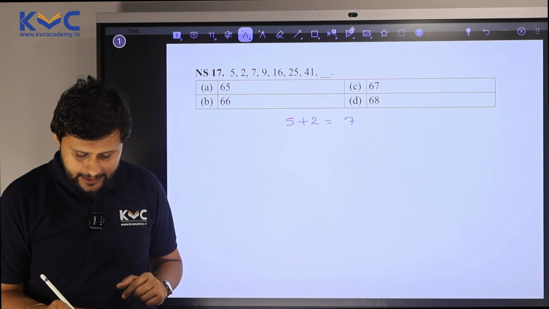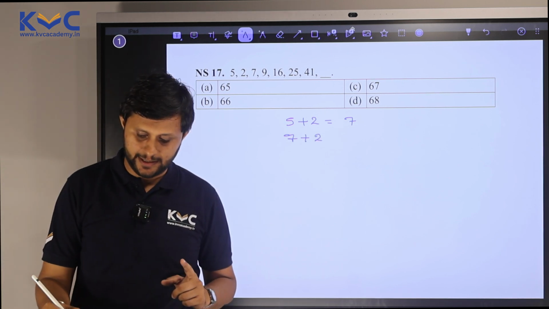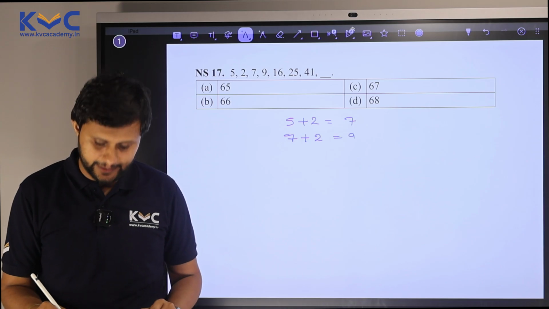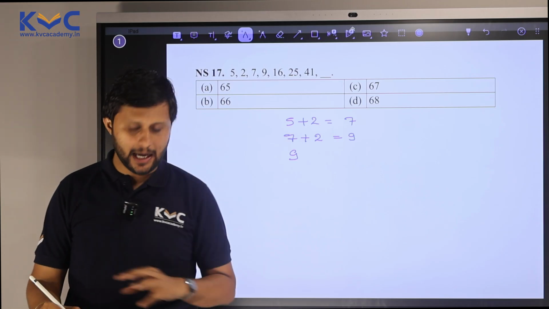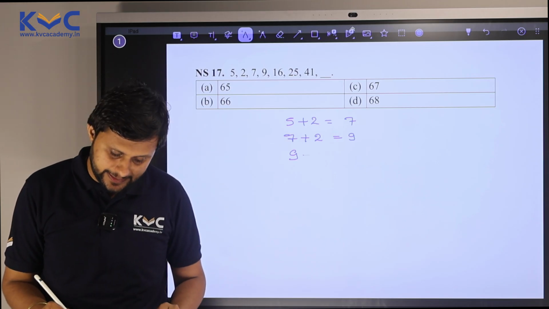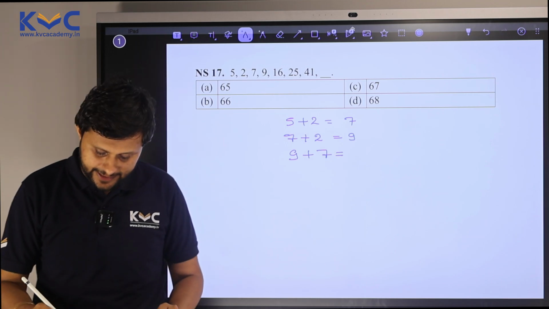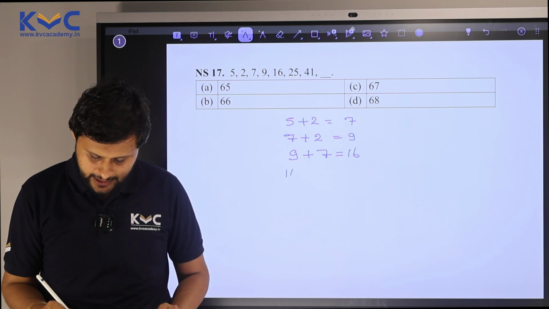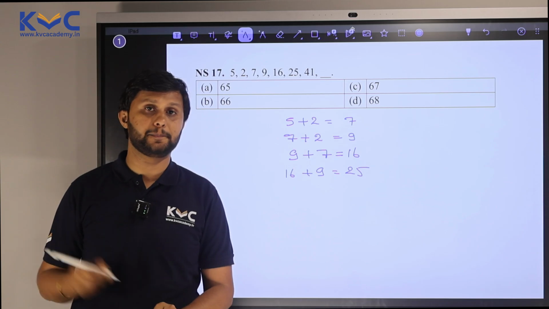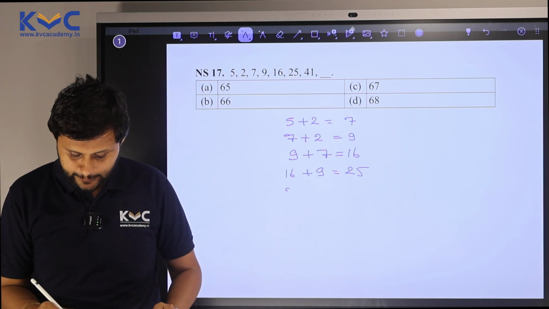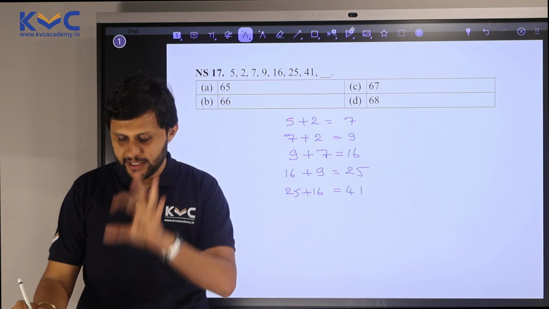Now what do I do? Third number plus the second number, I get 9. Now if I take the 9 that I got, the previous answer, and add that to the number previous to that, 9 plus 7, I get 16. Okay, so 16, I take that and then I add the previous number, I get 25. So now I take 25 and add 16, I get 41. So it holds, the logic is holding.